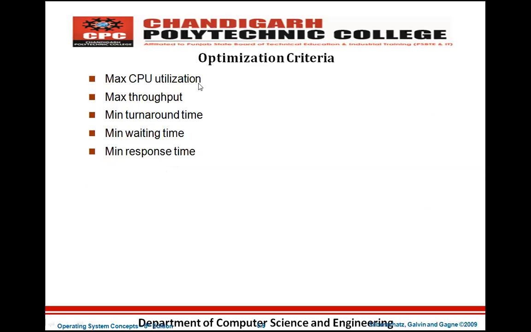First is CPU utilization. We want to maximize the CPU utilization. And then is maximum throughput. Maximize the throughput. Number of processes running per unit time, we want it to be maximum. Next is turnaround time, it will be minimum. Waiting time, we also want to minimize it. And then is response time. Response time, we also want to minimize. So these are the scheduling criteria and optimization criteria.